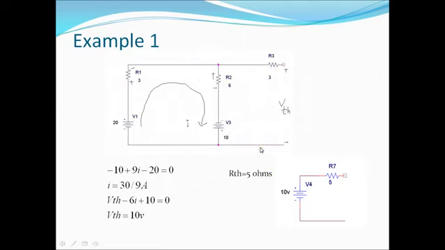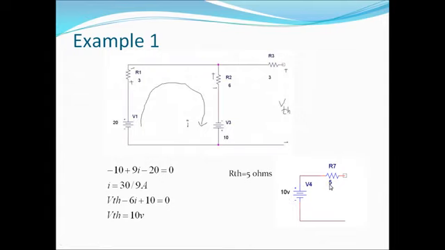So according to Thevenin's theorem, this whole circuit consisting of 2 voltage sources and 3 resistances can be replaced just by 1 voltage source in series with a resistance. This is called Thevenin voltage and this is called Thevenin's resistance. You see, 10 volt is V Thevenin, 5 is R Thevenin.